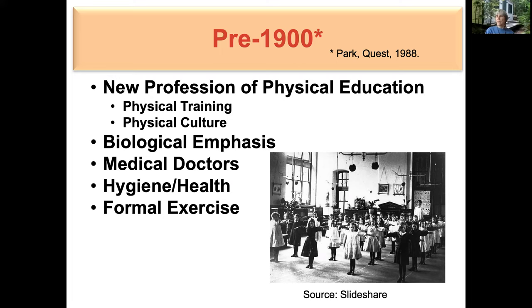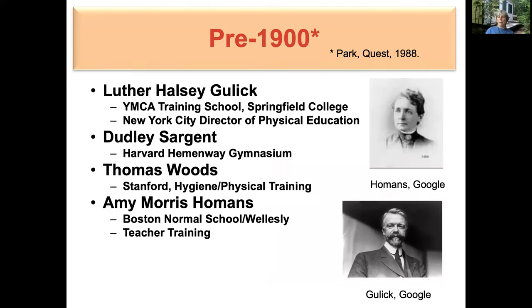Early physical education leaders had a medical and health focus for PE and used formal exercise with names like physical training and physical culture. They did focus, however, on caring about your body. So even the earliest had some self-awareness and self-management skills. These leaders focused on formal exercise, but also included self-awareness and character training.